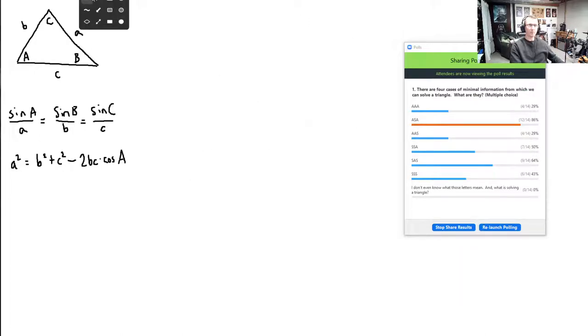So if I gave you some triangle, and I told you no information about its lengths, I just said this is 30, you know this is 70, and this is 80. Could you tell me the side lengths?